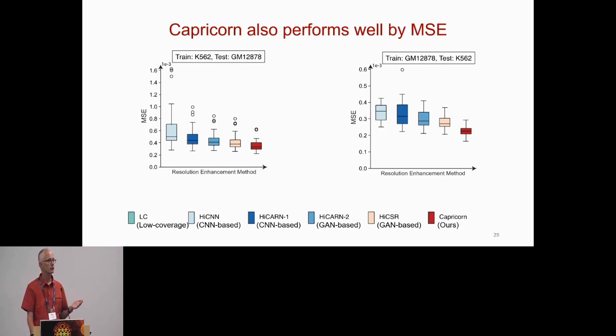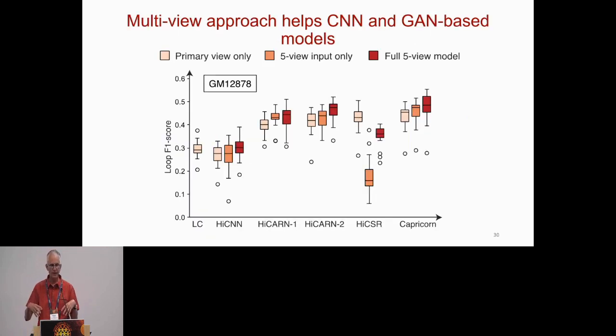Finally, to illustrate that this idea of using multiple views of the data is generalizable, we went back and incorporated it into several of the other models. We took HiCNN, HiCARN 1 and 2, and HiCSR, and modified them in two ways: first, to take all of these different views as input, and then to take them as both input and output. With the exception of HiCSR, and honestly, I'm not sure why it didn't work in that situation, adding these different views into the other models also does a good job of boosting their performance. So it suggests the idea generalizes beyond our particular model.